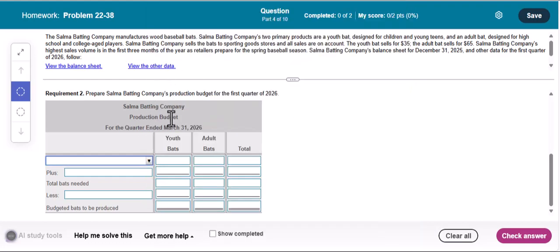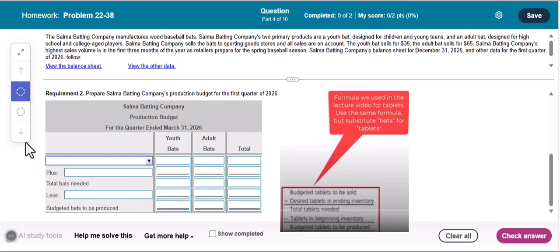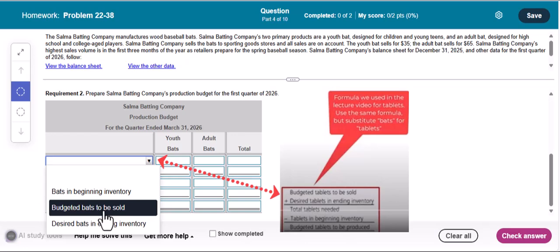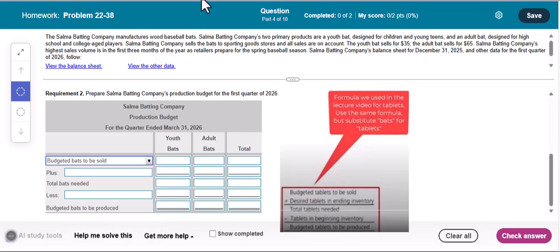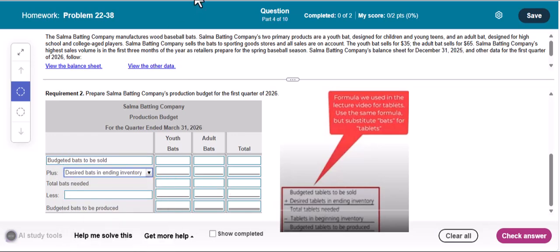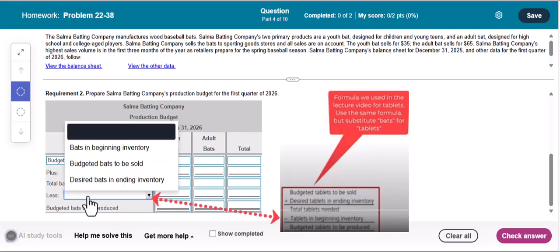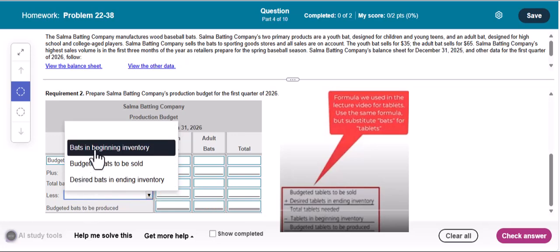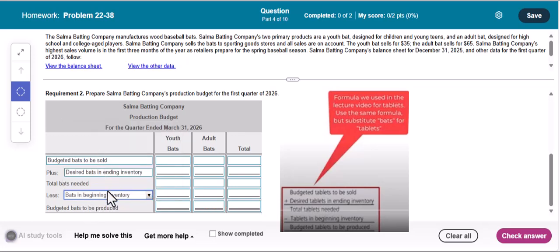So to calculate the number of bats to produce, we start with the budgeted bats to be sold. So that's going to be our first field here, budgeted bats to be sold. And then we add in the desired bats in ending inventory. So that's plus. And that gives us total bats needed. And then we already have the beginning inventory, so we subtract the bats in beginning inventory. And that gives us budgeted bats to be produced.